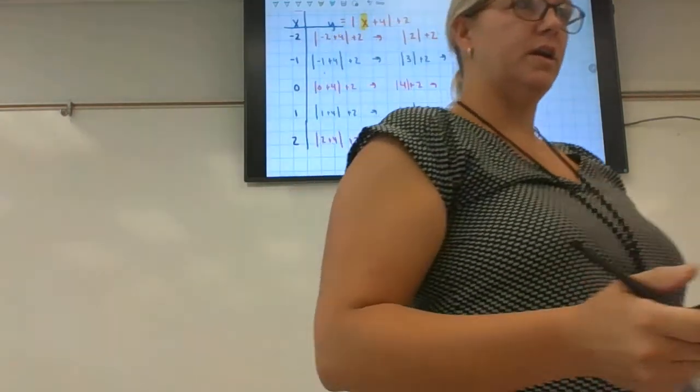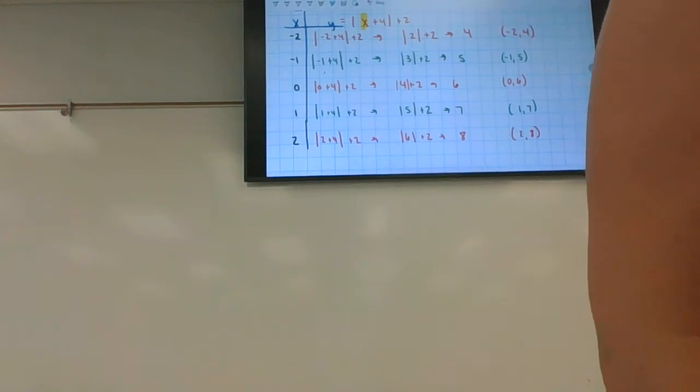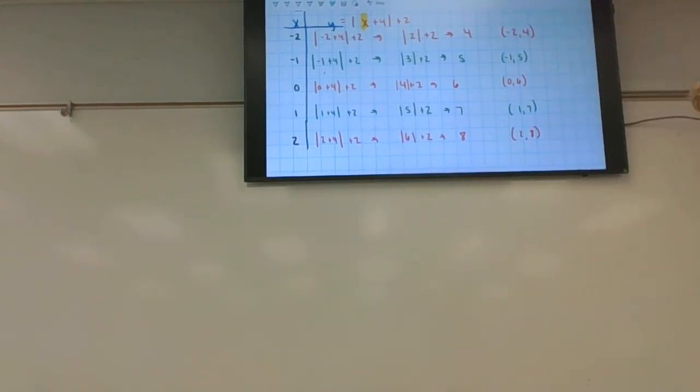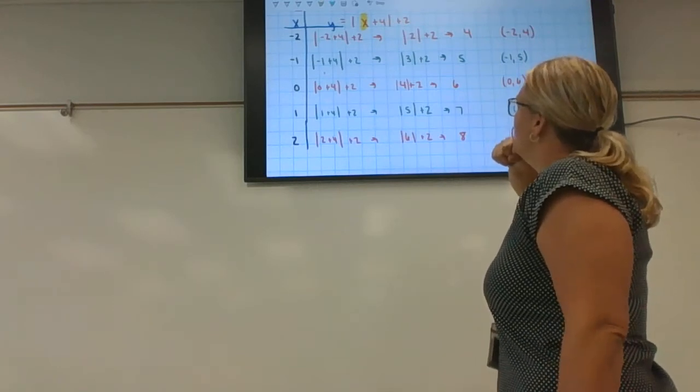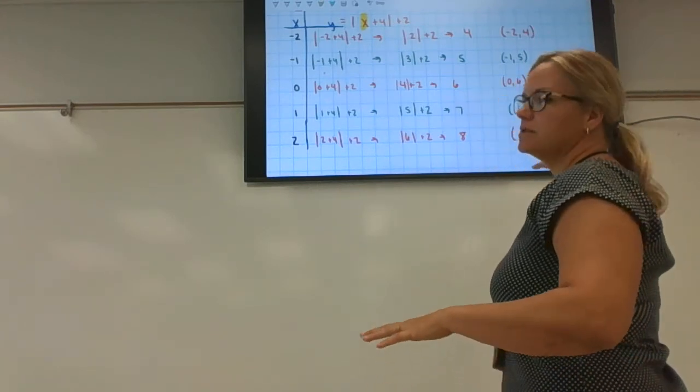There's our ordered pairs. We're going to plot them. Yeah, I'm plugging in for x in the equation. Good question. Why would you be moving it to the left instead of the right? You're going to see it. So let's draw this and see what it looks like.